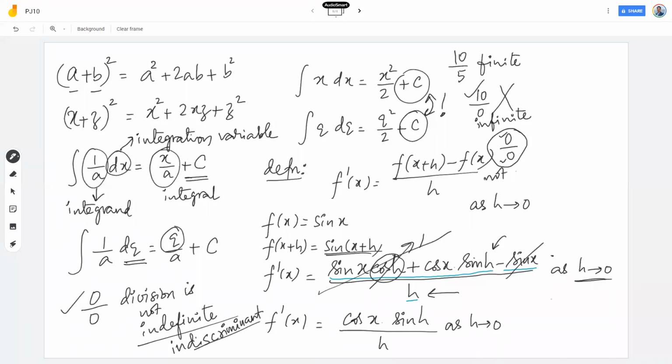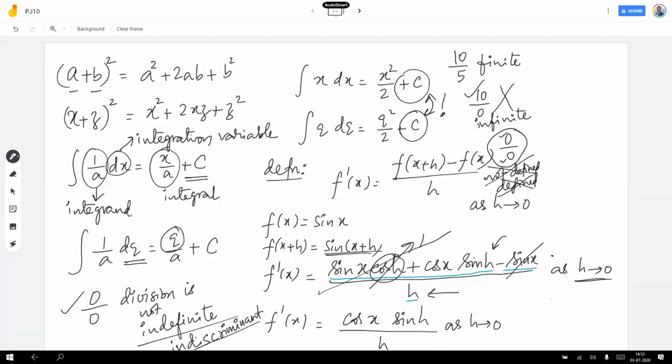You should not say, right? If you say 0 by 0 is not defined, wrong. Similarly, if you say 0 by 0 is defined, then also it is wrong. 0 by 0 is neither finite nor infinite. We just don't know the value of 0 by 0 yet. That's all. It takes a value if you do something about it.